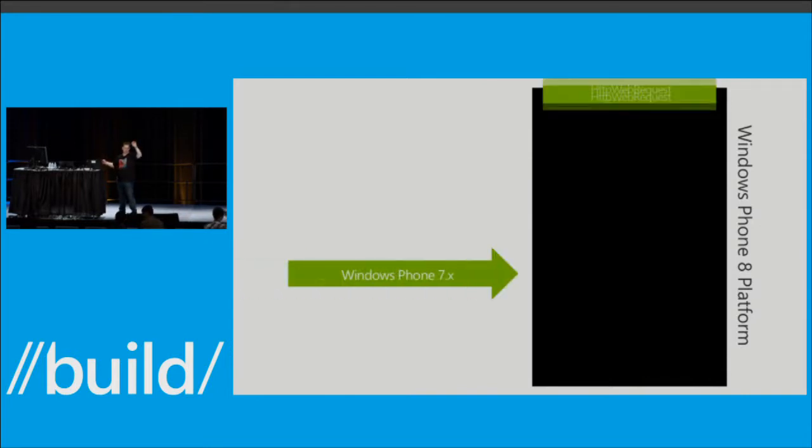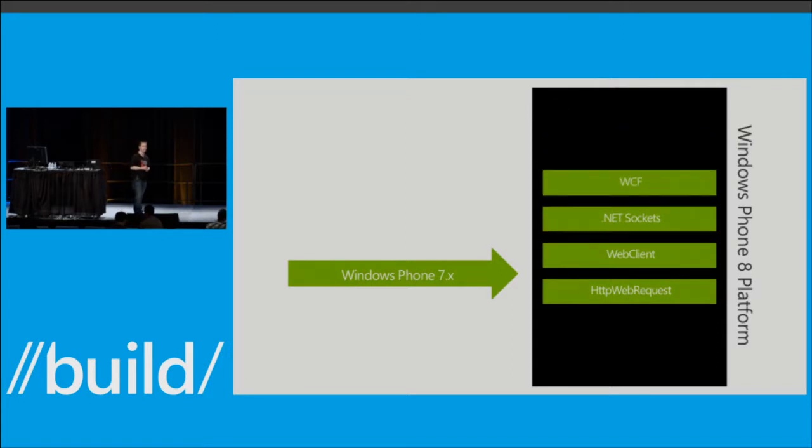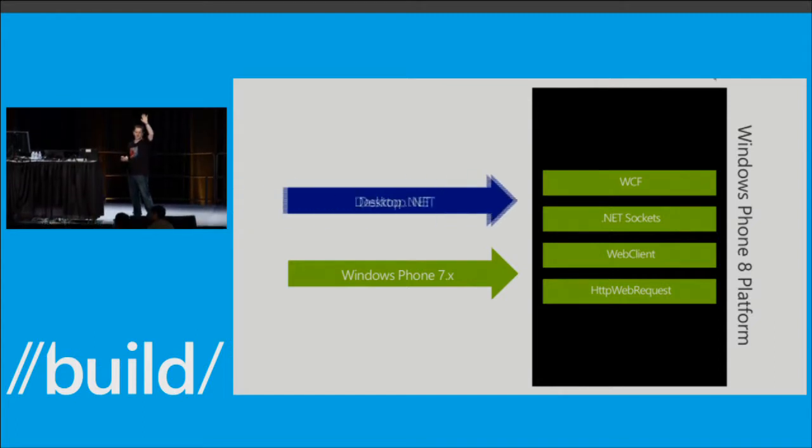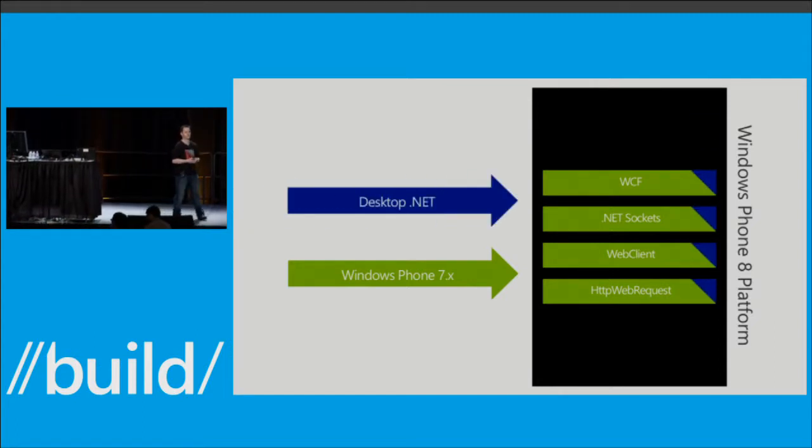So if we look at the Windows Phone 8 platform, we know that people bring apps from a lot of different places onto the phone. So how many people have Windows Phone 7.x or Silverlight apps that they've written? OK, some of you. So you probably use things like HTTP Web Request or maybe WCF or some of these other APIs. Now, how many people have desktop .NET apps that they might want to bring to the phone? Anybody? A couple of people? OK, and you're probably using approximately the same set of APIs.